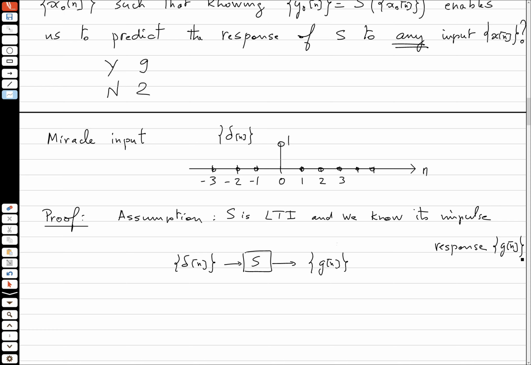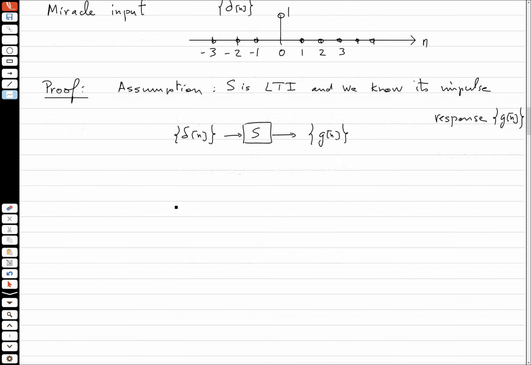We assume that we know the response of S to that particular sequence. And I claim that if I take any x of n, I will be able to calculate its response. I'm going to prove that to you. So I'm going to draw a big graph. So those of you who take notes, it's good to start that at the top of the page. I'm going to take an x of n that is random. So anything.